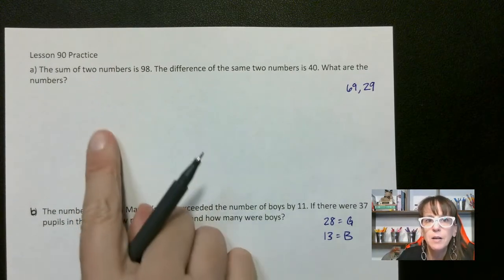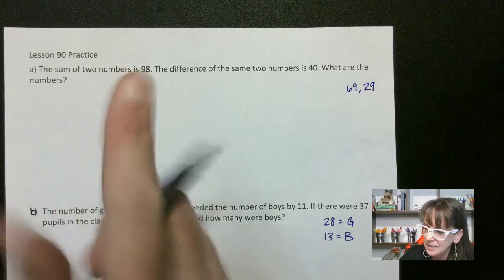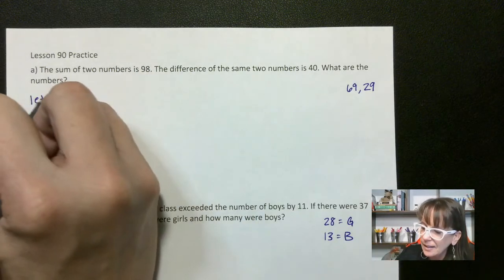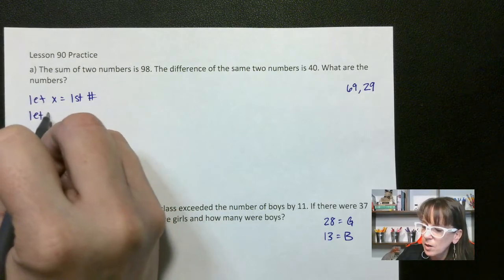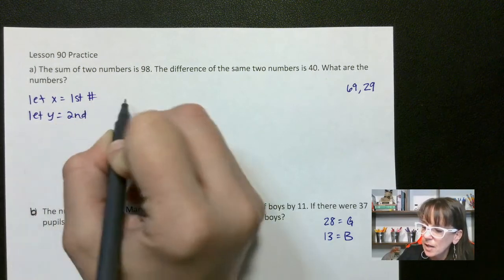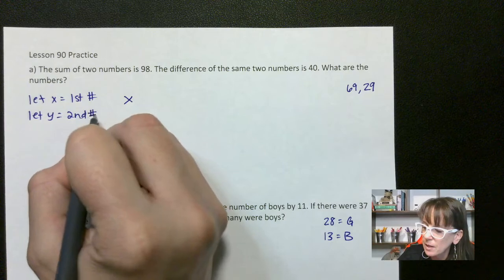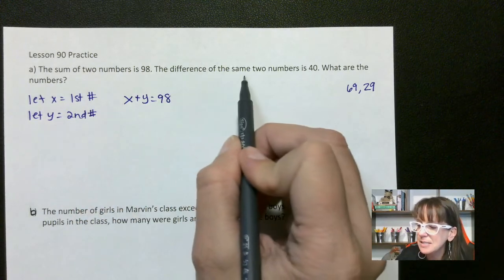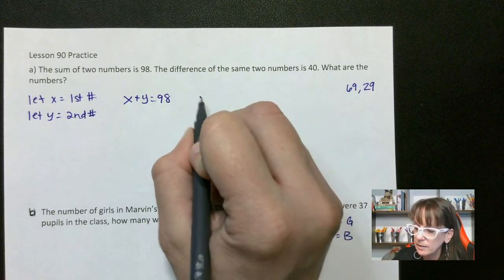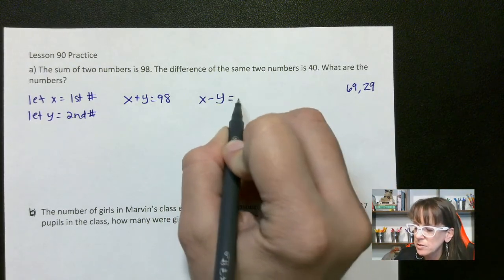All right, the sum of two numbers is 98. So let x equal the first number. Let y equal the second number. Add those two together, you get 98. The difference of the same two numbers is 40. Difference means subtract. X minus y equals 40.